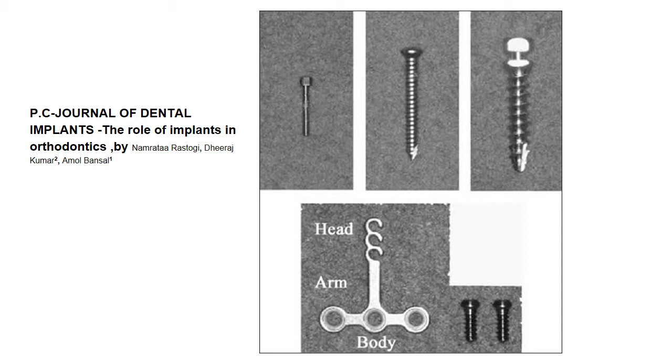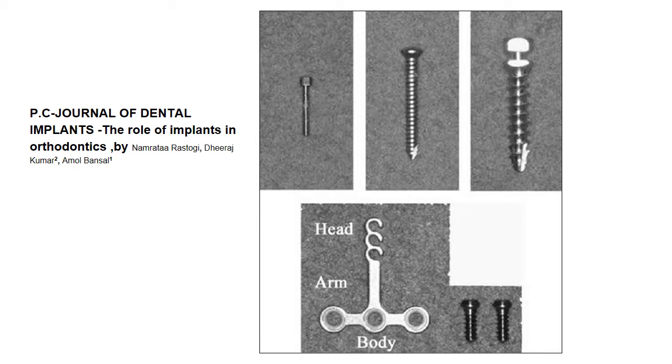The lower one is the plate type of orthodontic implant. We can see that the plate has holes and it has a head. The body has holes, which are for the placement of screws to hold this orthodontic implant in place. So coming from the upper to the lower, on the top, all you see are screw type implants. In the lowermost, what you can see is a plate type of orthodontic implant.